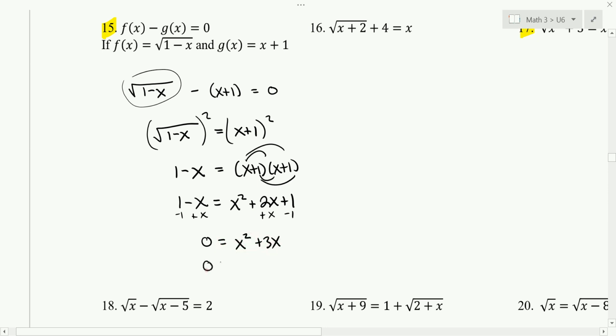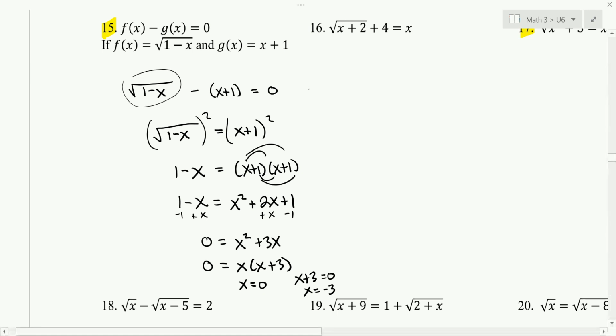Lastly, factor an x out. And we end up with x equals 0 or x plus 3 equals 0, which is x equals negative 3. So we have two possible answers. Let's check to see if they work or not.